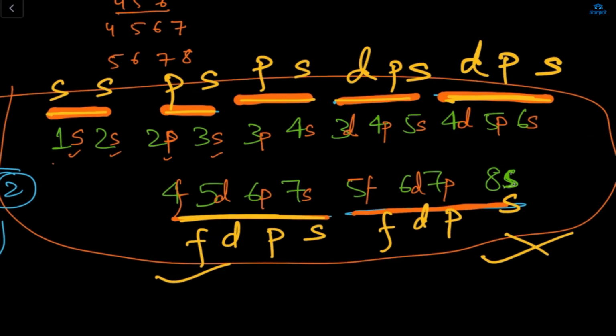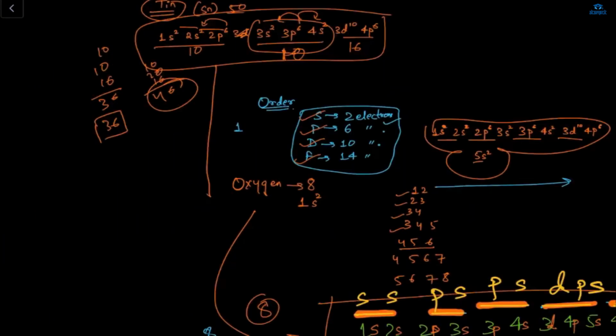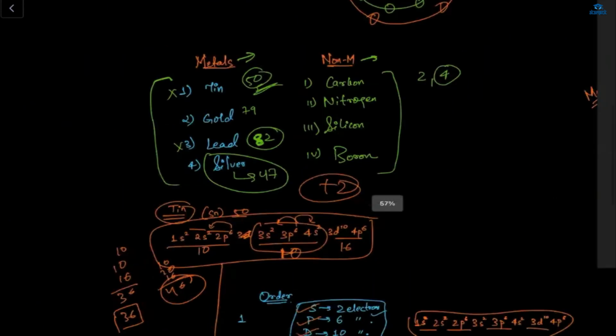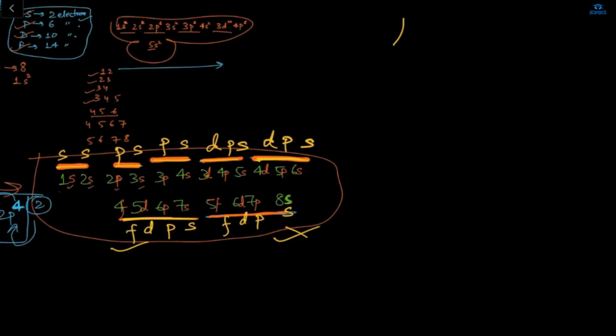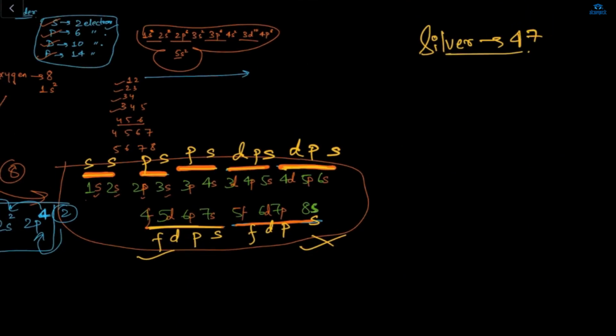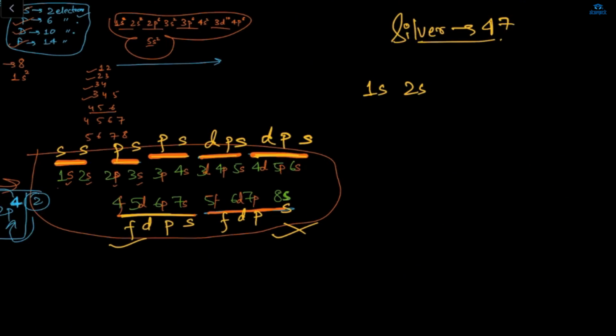Okay. Now it's very simple. Now let's do silver. So silver is how much? 47. Silver is 47. Understood how to do? Now if I do it, what will happen? So 47 is 1s2, 2s2, 2p6, again 3s2, and then 3p6.